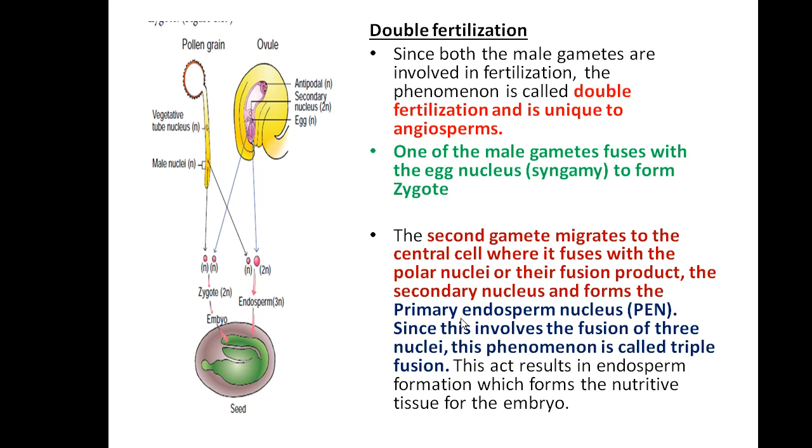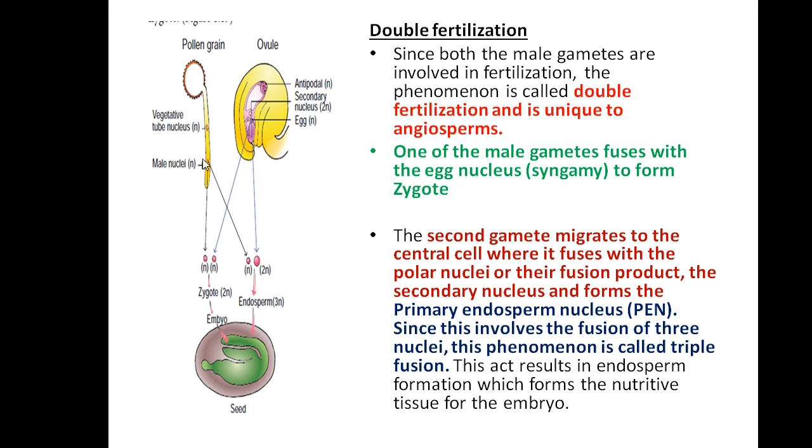Double fertilization means since both the male gametes are involved in the fertilization, the phenomenon is called double fertilization, which is unique to angiosperms. This is a very unique characteristic of angiosperms. If you look at this, this is the ovule, this is the chalaza, this is the funiculus, this is the antipodal cell, secondary nucleus, all those things are there. Here you see two male gametes.